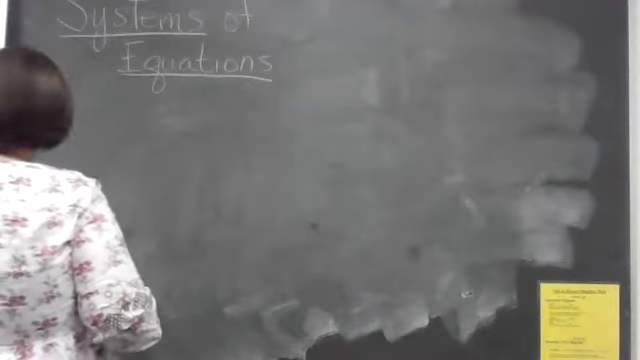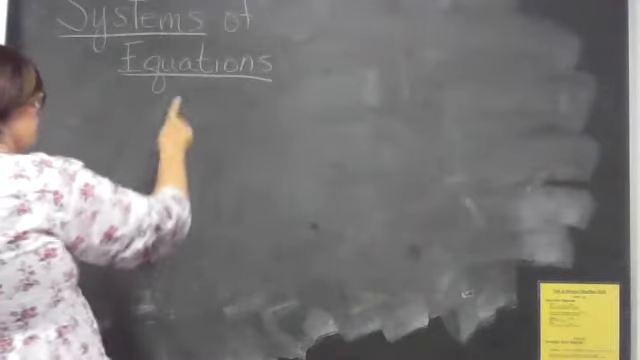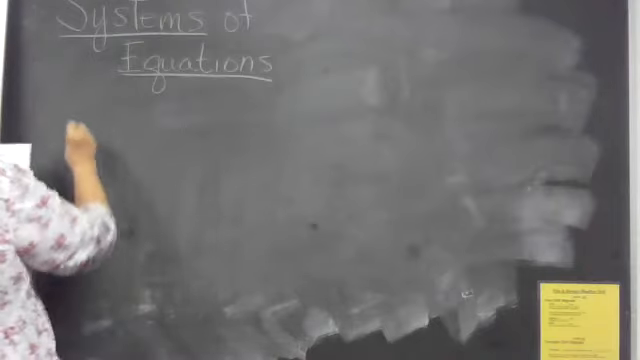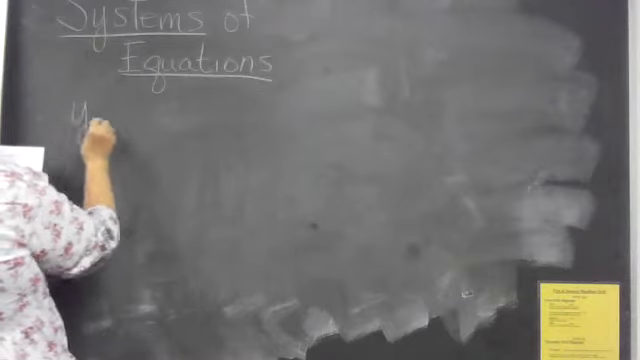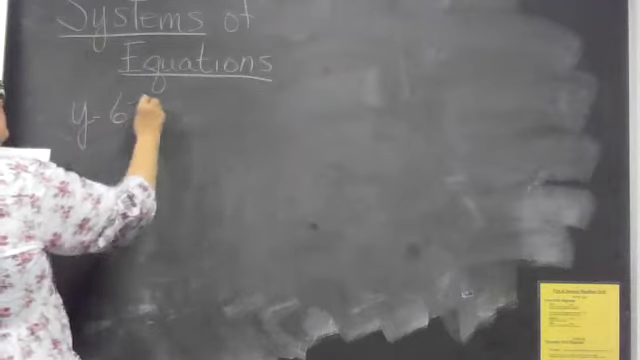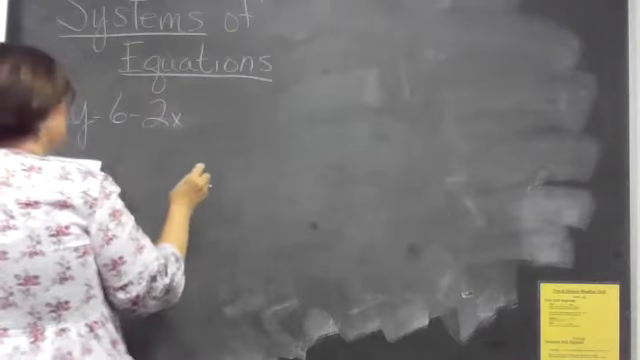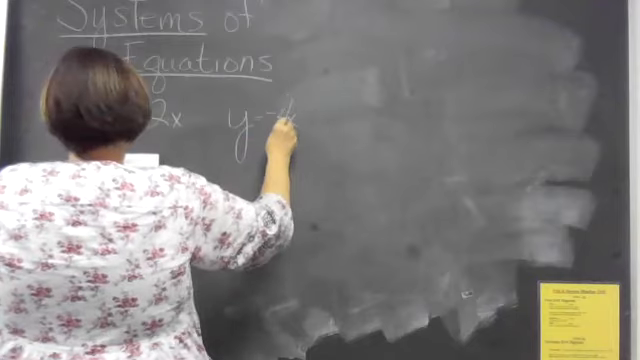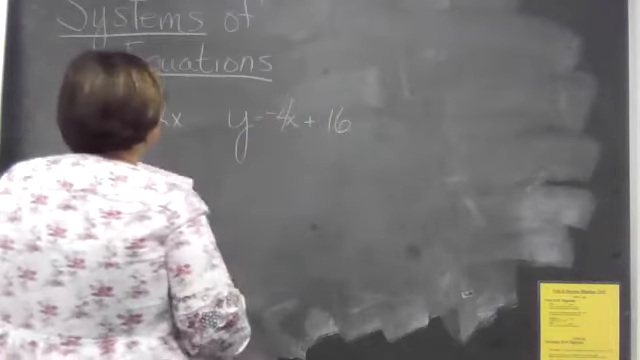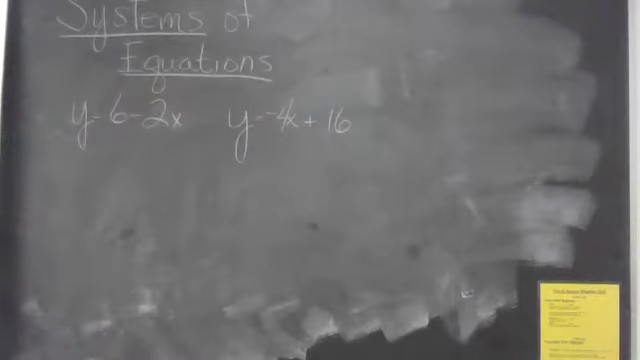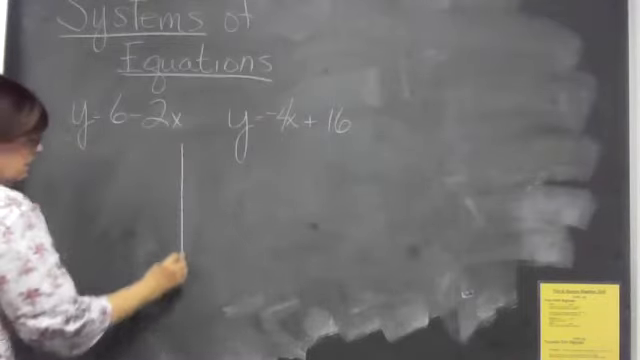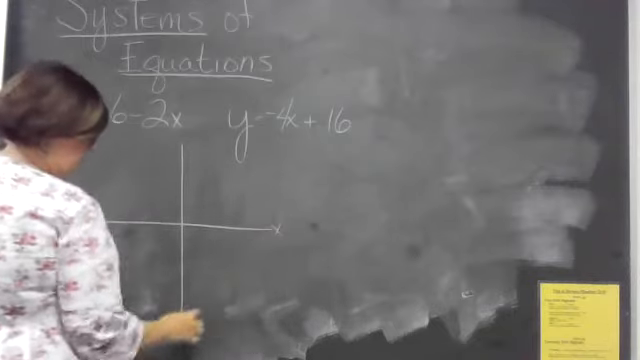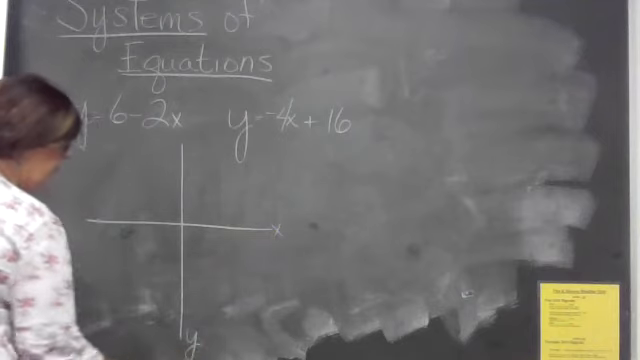Now my coordinate graph is kind of far from the remote people, so I'm just going to do it here for the first couple of times. So it says graph this system. Here's the first equation, y equals 6 minus 2x. Here's the other equation, y equals negative 4x plus 16. Now what we're supposed to do is graph both of these lines on the same coordinate graph. And your worksheet has actual graphs for you.